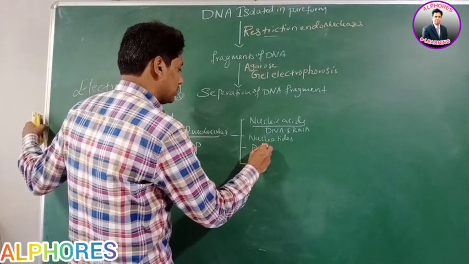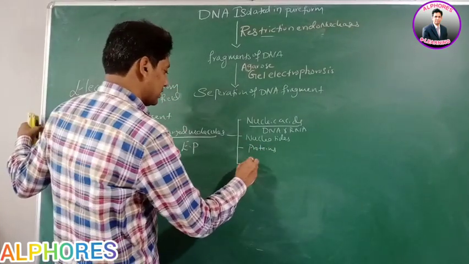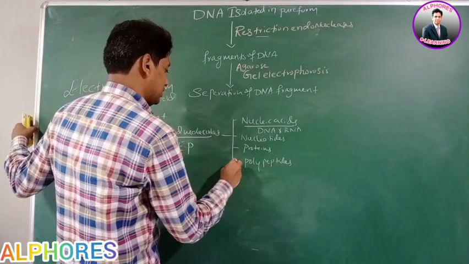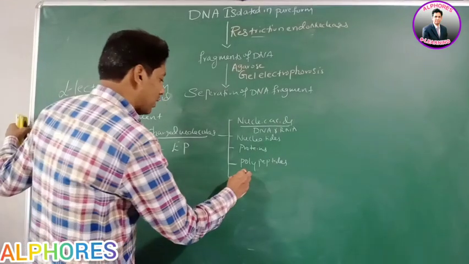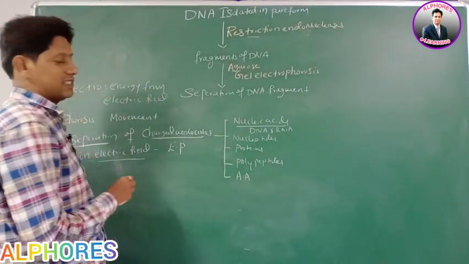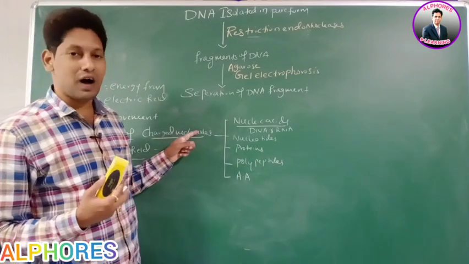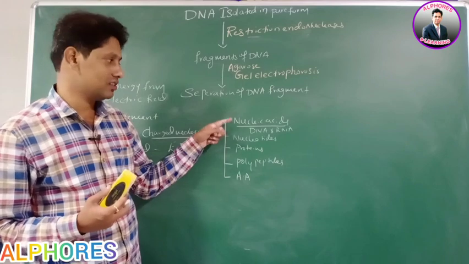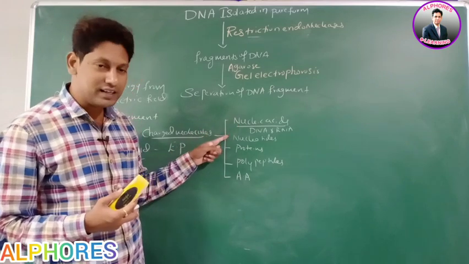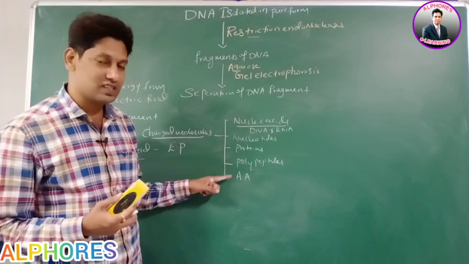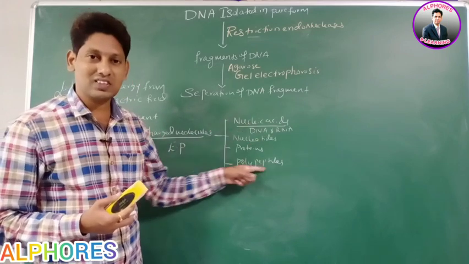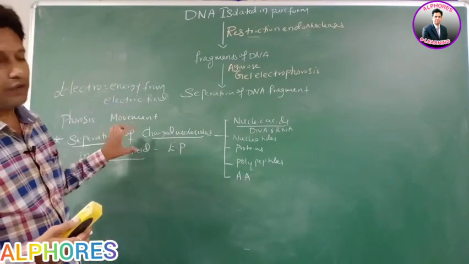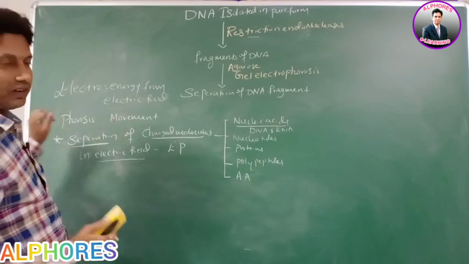Next one is proteins. Proteins are nothing but polypeptides. Polypeptides are made up of amino acids. Therefore, even amino acids. So what are the charged molecules that can be separated by electrophoresis? Nucleic acids, that is DNA and RNA, nucleotides, proteins, polypeptides, amino acids. These are the charged molecules that can be separated by electrophoresis. Is this statement clear? Okay, right?